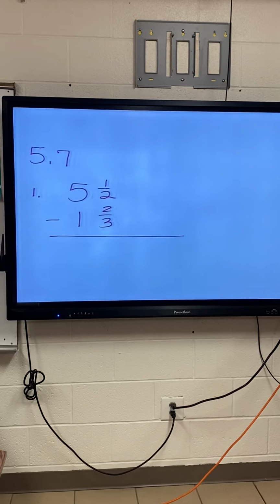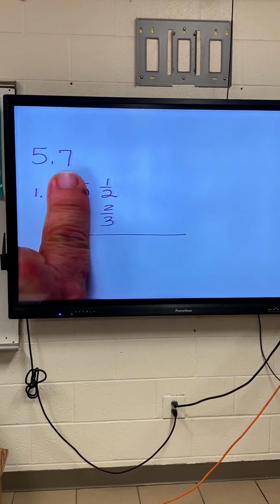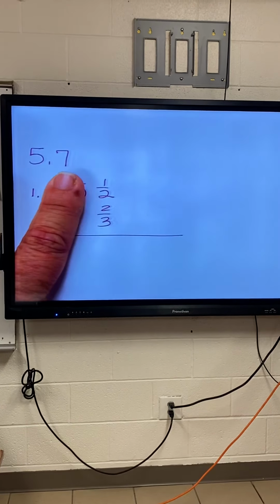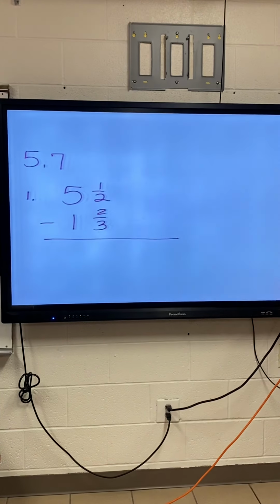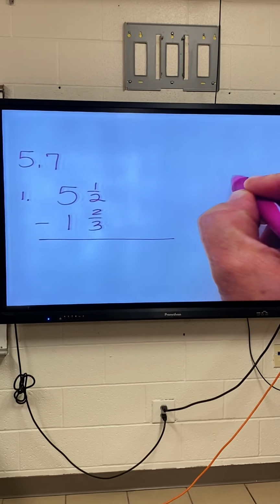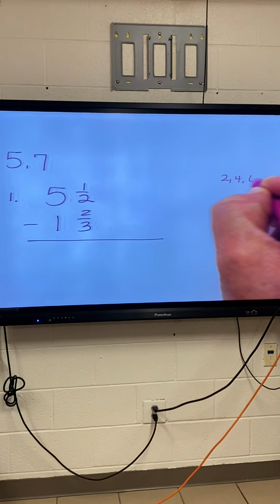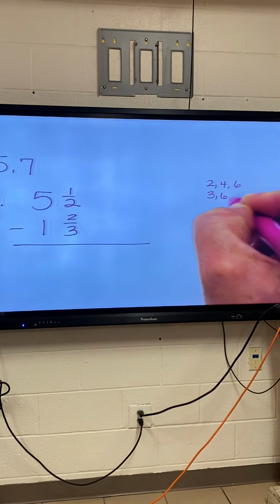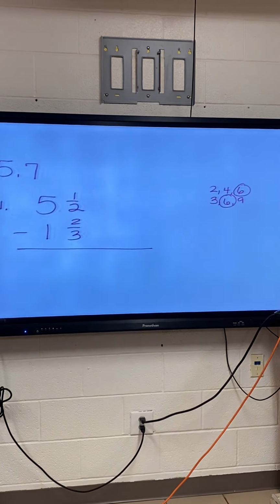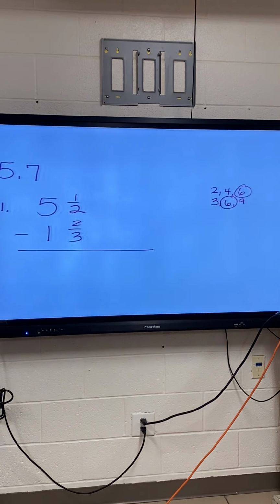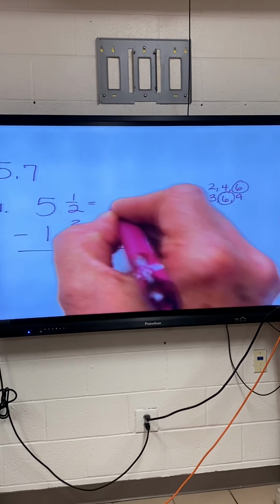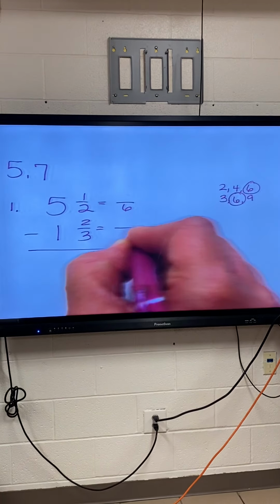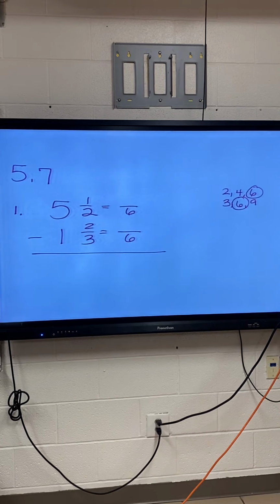Again, you look at your denominators. At this point right now, you could go ahead and forget about the whole numbers, and you see that our denominators are not the same, so we're going to do our multiples. 2, 4, 6, 3, 6, 9, and right away we see that 6 is the first multiple that they have in common. So we're going to change each fraction to have a denominator of 6.